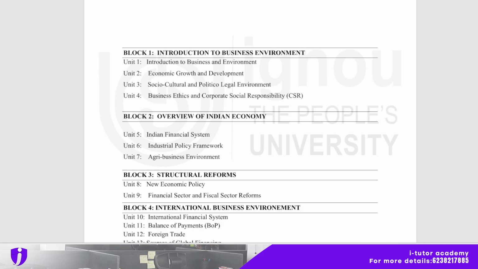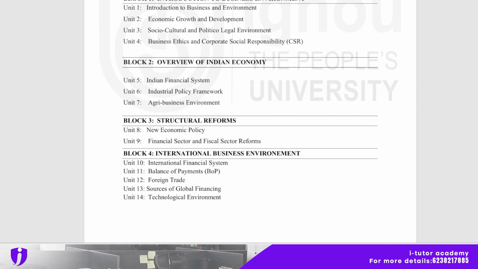The next block is Overview of Indian Economy: Indian Financial System, that is Unit 5, Unit 6 is Industrial Policy Framework, and Unit 7 is Agri-Business Environment. The next block is Structural Reforms. Unit 8 is New Economic Policy. Unit 9 is Financial Sector and Physical Sector Reform.